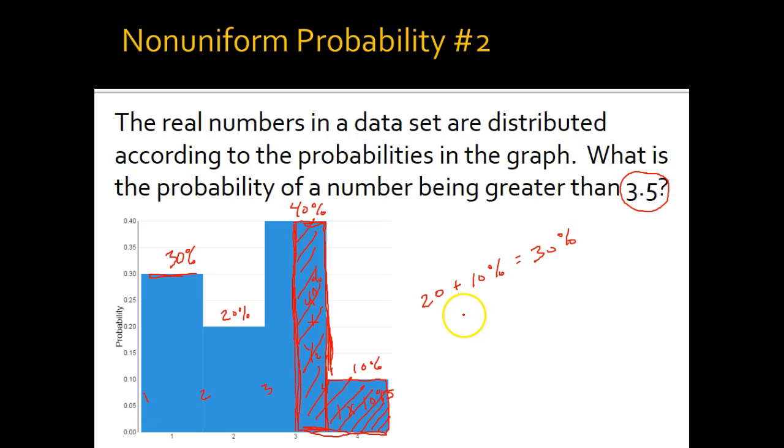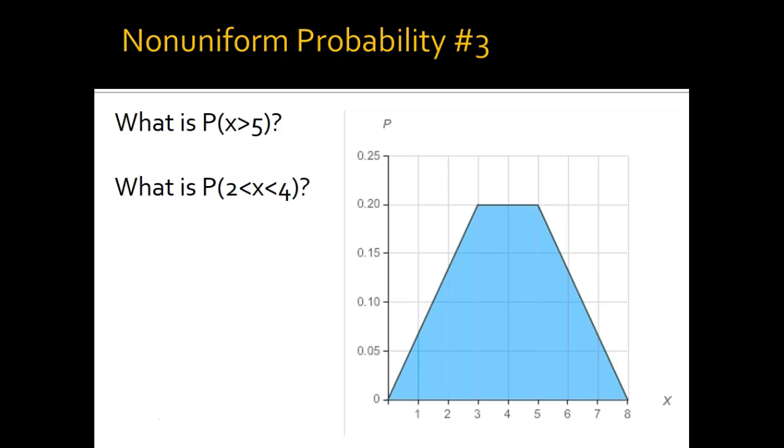Okay? So again, we're thinking of our probability distributions as areas instead of as discrete columns. Okay. I don't know if that made sense, but we'll keep going. All right, here we go.